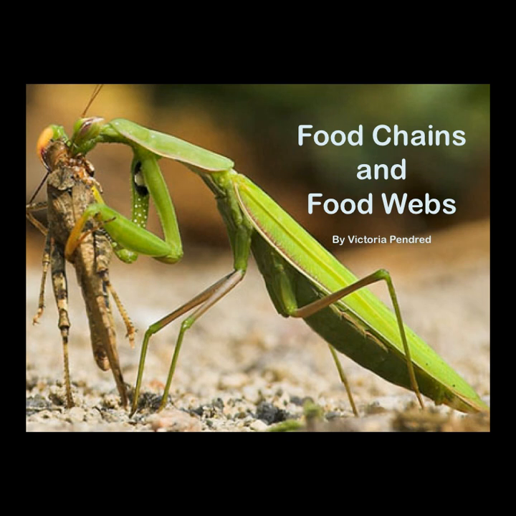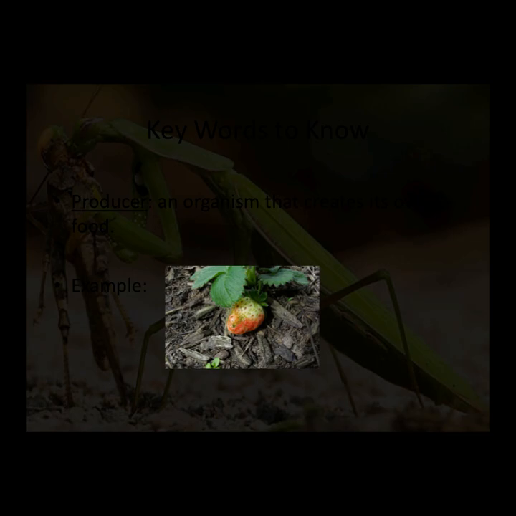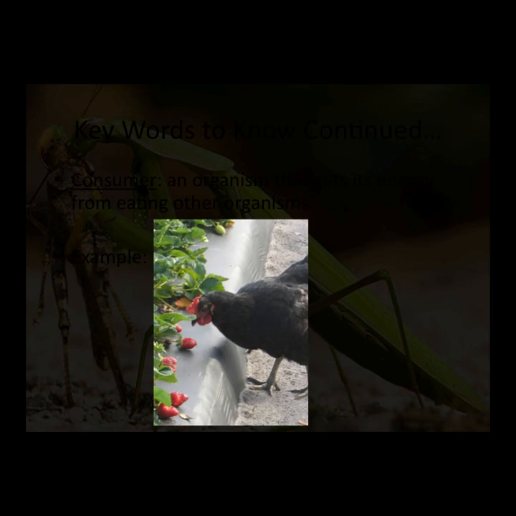Before we begin talking specifically about food chains and food webs, there are a few terms that are important in fully understanding both food chains and webs. First is a producer. A producer is something that can make its own food. Usually these types of beings are plants who can make sugar from water, sunlight, and carbon dioxide in a process called photosynthesis. The example producer given on this slide is a strawberry plant.